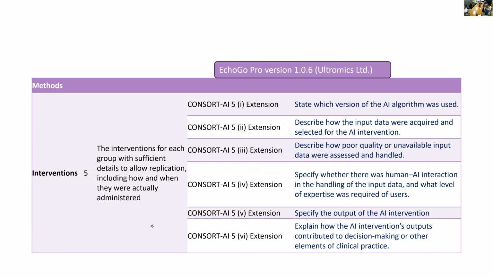So they used the EchoGo Pro version 1.0.6. They don't give us anything else. It's a patented tool, so it's a proprietary thing. They're not going to share the details of the model, but they have told us which version they used.